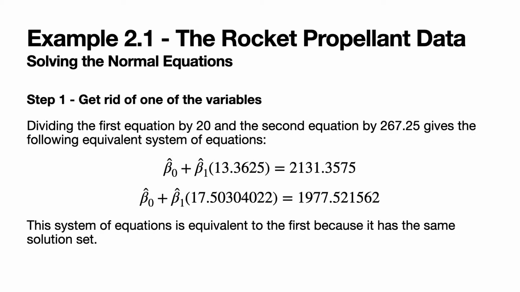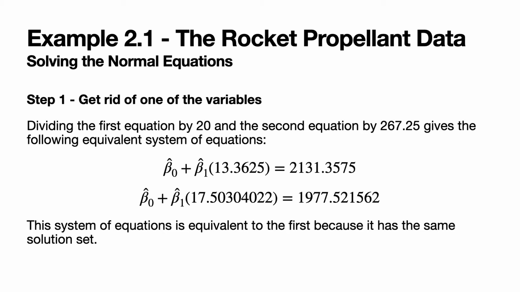The first step is to get rid of one of the variables. So dividing the first equation by 20 and the second equation by 267.25 gives the following equivalent system of equations. And so we see those two equations here. This system of equations is equivalent to the first because it has the same solution set.